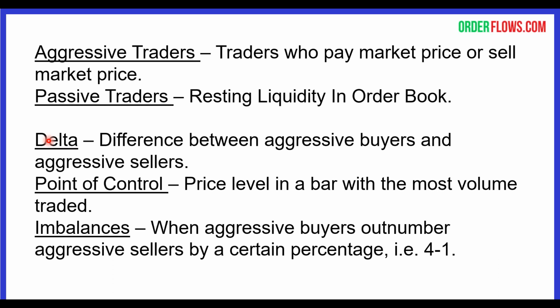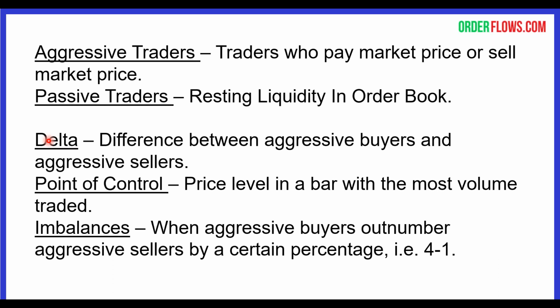If you own the house and you want to sell it, maybe you want to sell for $1 million, but you think, I can get $1.1 million, you list it at $1.1 million, and you just wait for someone that's going to come along and pay $1.1 million, you would be the passive seller.